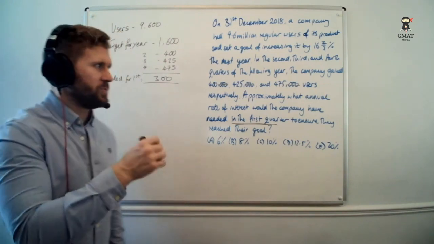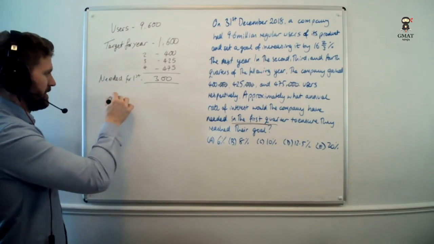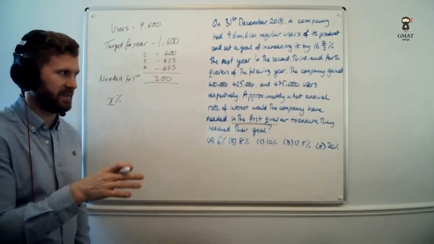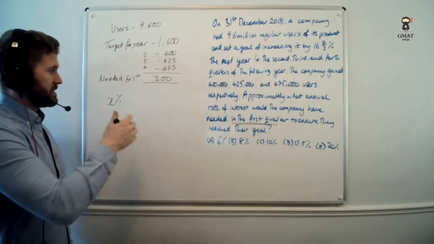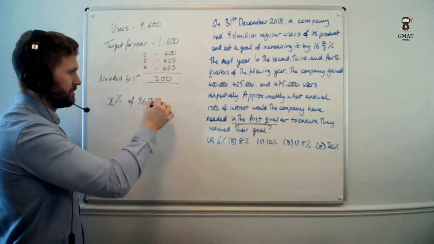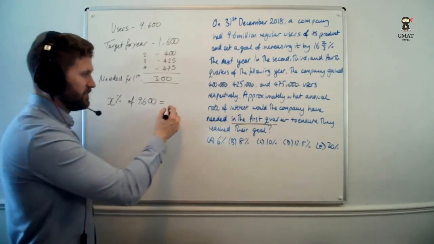So what we would do with this, if we're going to use compound interest here, I would say that there is some unknown percentage increase in that first quarter, and that's what we're going to go and find. Now, the way we would work this is we say X% of the 9,600. That would give me some percentage value. That would give me some number.